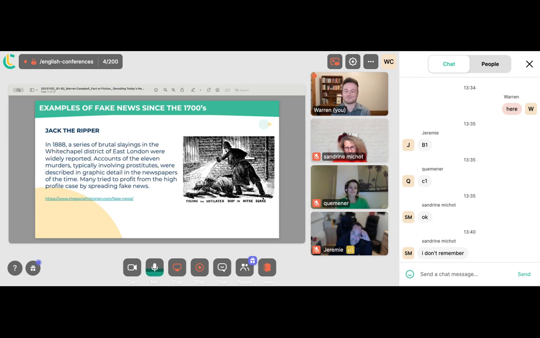Jack the Ripper, the subject of many famous films, especially British films. In 1888, the series of brutal slayings in the Whitechapel district of East London were widely reported. Accounts of the 11 murders, typically involving prostitutes, were described in graphic detail in the newspapers of the time. Many tried to profit from the high-profile case by spreading fake news.